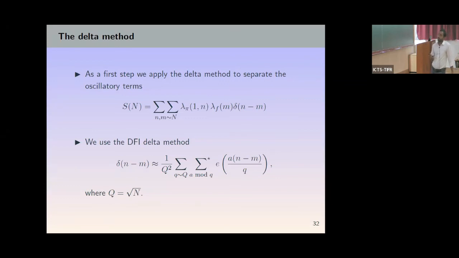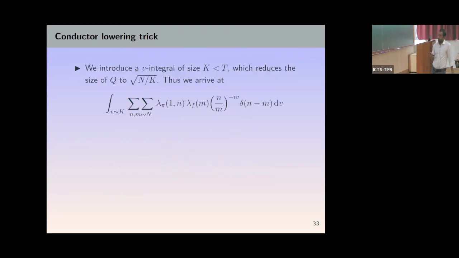We do that. That's the theme of the conductor lowering trick. We do that by introducing a v integral, which is of size capital K, less than capital T. When you apply this integral, it will reduce the size of Q to square root of n by K, which is really beneficial, and kind of a must here. Once you apply that, your expression will look like this integral and these summations. The reason for lowering the size of Q is this factor (n by m) to the power iv.